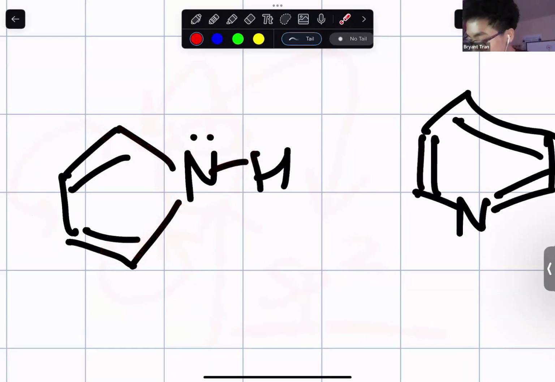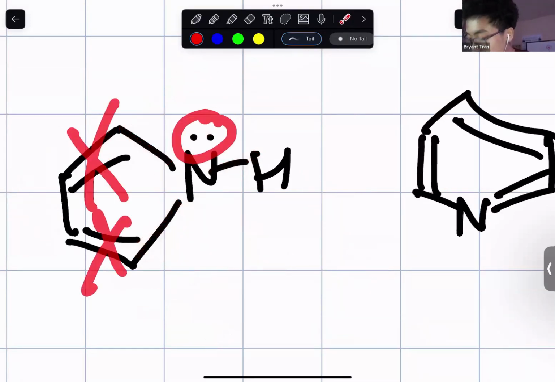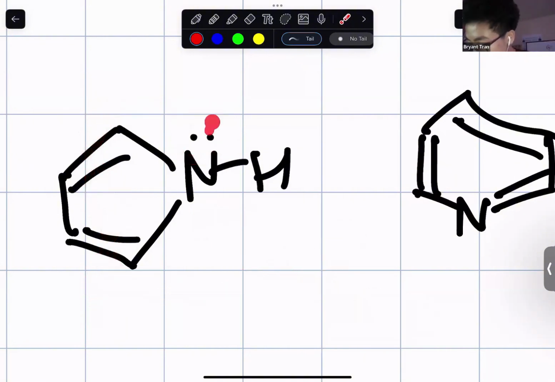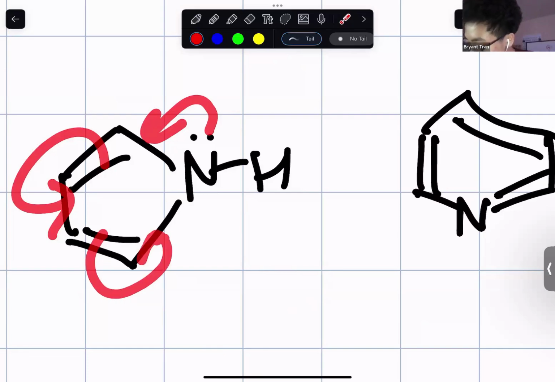Let's say the double bonds were not here, and the lone pair of electrons here cannot do resonance. Then that nitrogen would be sp3. If this lone pair of electrons cannot do resonance, it would be sp3. But because it can do resonance in the ring, then it's sp2.